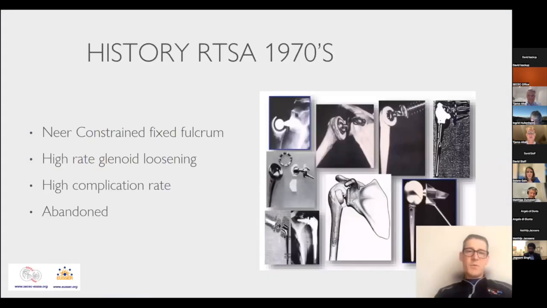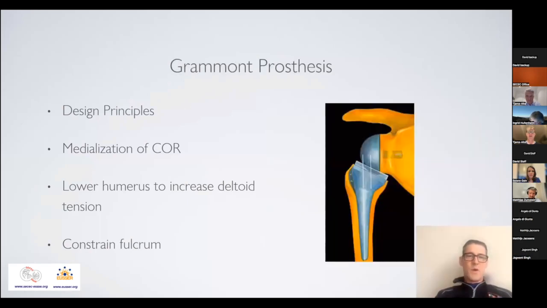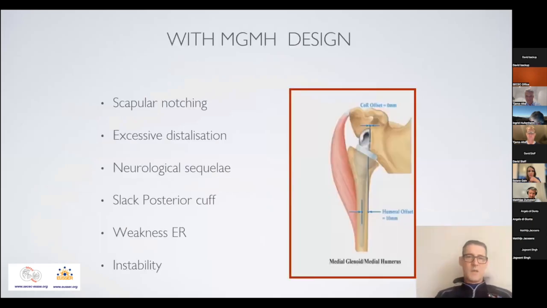Interestingly, when we look at the history of reverse geometry shoulder replacement, it started with a lateralized fixed glenoid component. However, there was a high rate of glenoid loosening and a high complication rate, and this was abandoned. The Grammont-style prosthesis involved medialization of the center of rotation by a medialized glenosphere, and this led to a lower failure rate compared to its predecessors.